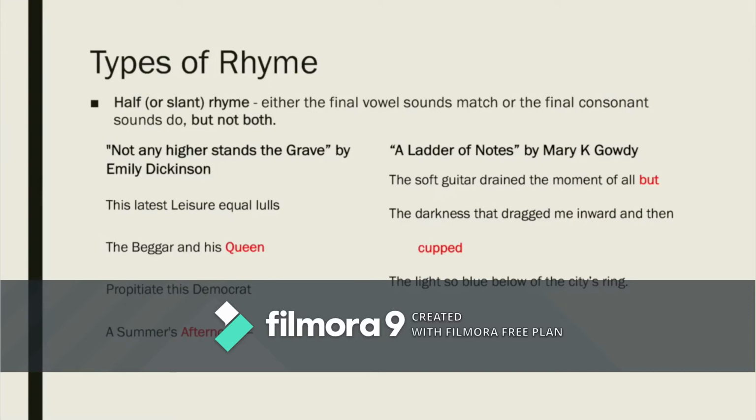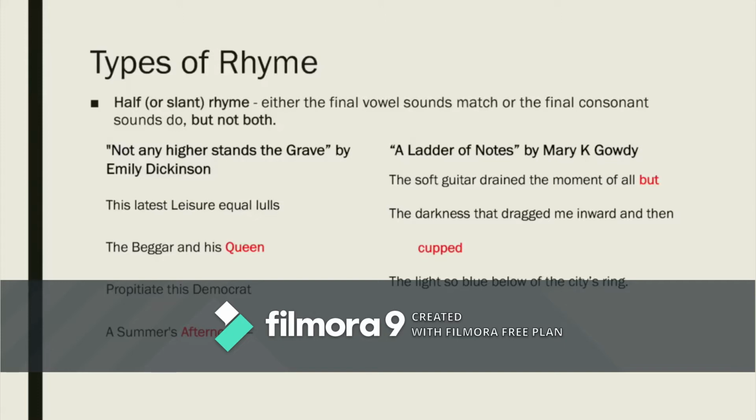Another type of rhyme is half or slant rhyme. Either the final vowel sounds match or the final consonant sounds do, but not both. Then in Not Any Higher Stands the Grave by Emily Dickinson, this latest leisure equal lulls the beggar and his queen, propitiate this democrat a summer's afternoon. Queen and afternoon end in N, but don't have the same vowel sounds.